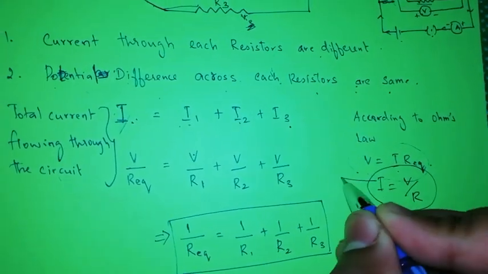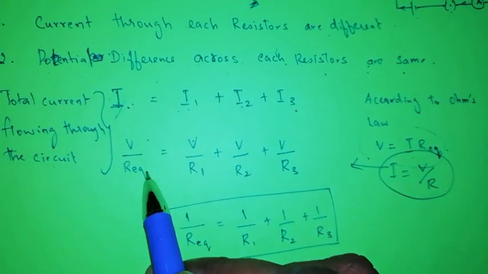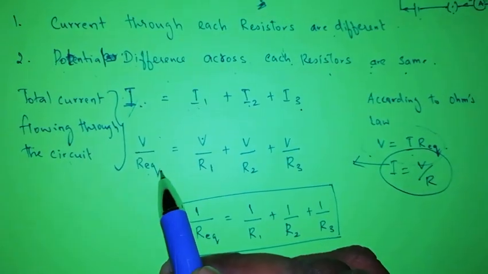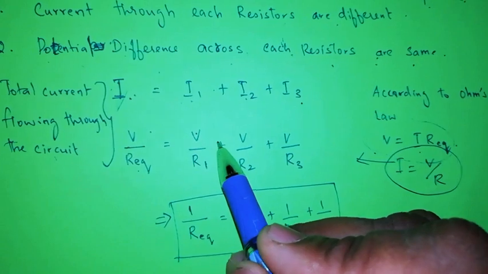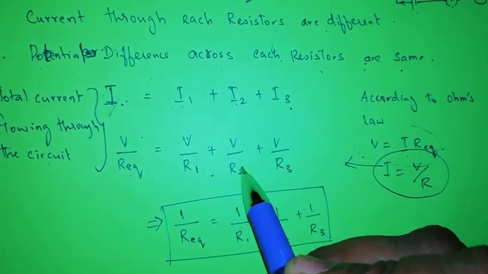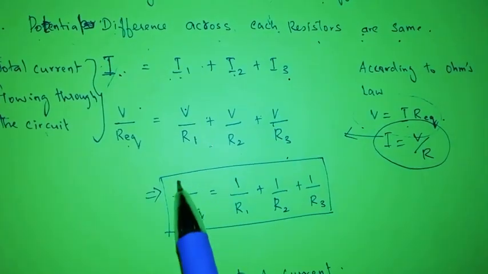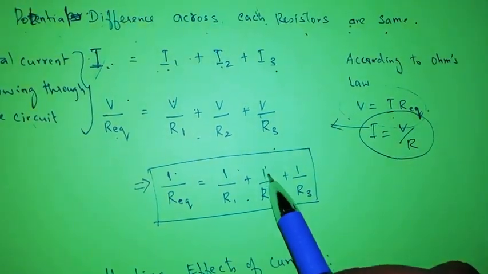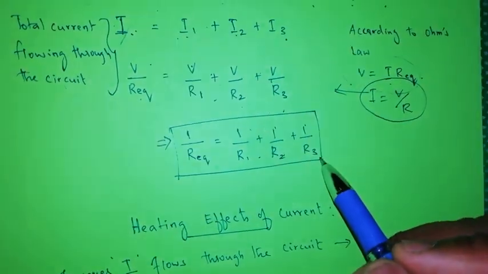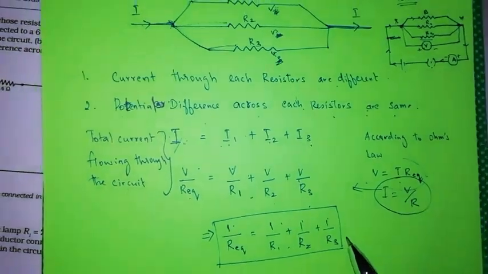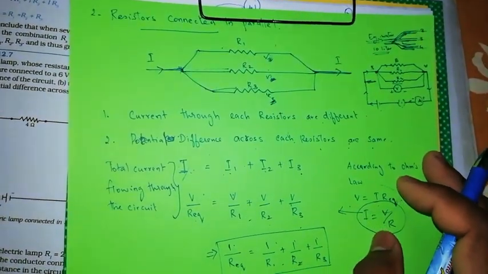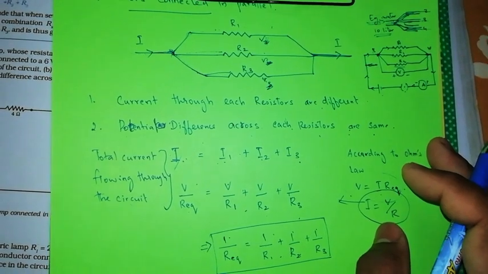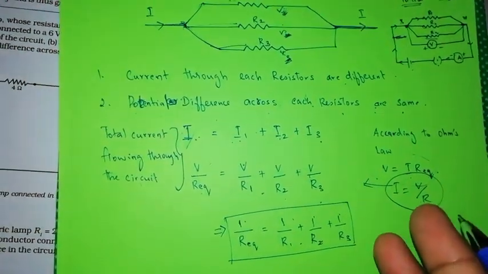So I can write it like this: V by R equivalent is equal to V by R1 plus V by R2 plus V by R3. So if I write it like this, 1 by R equivalent is equal to 1 by R1 plus 1 by R2 plus 1 by R3. This is what we talk about for resistors connected in parallel. This is what is actually connected in our home.